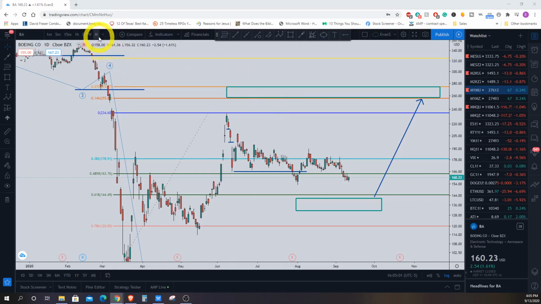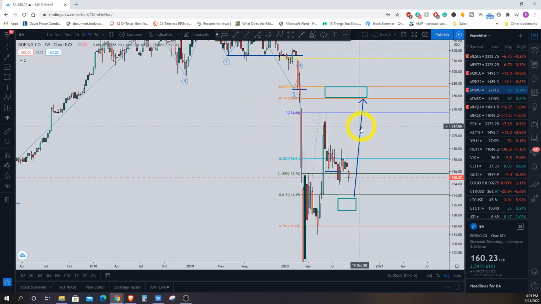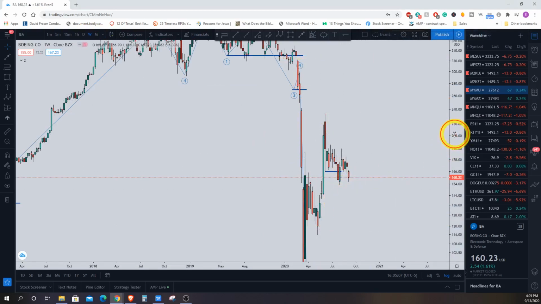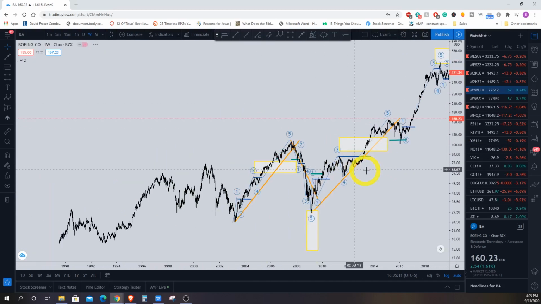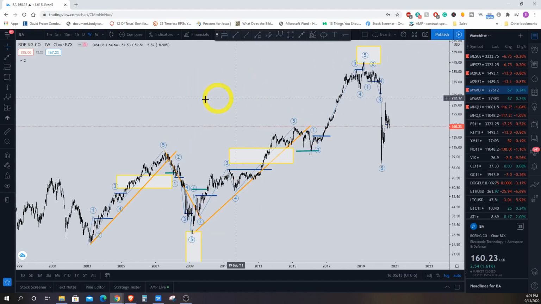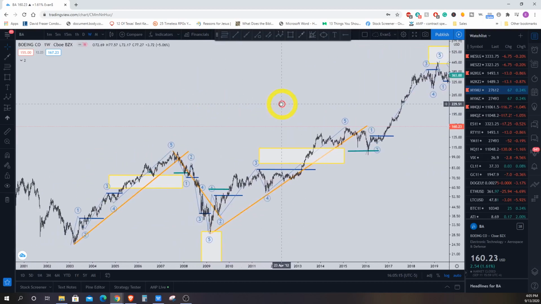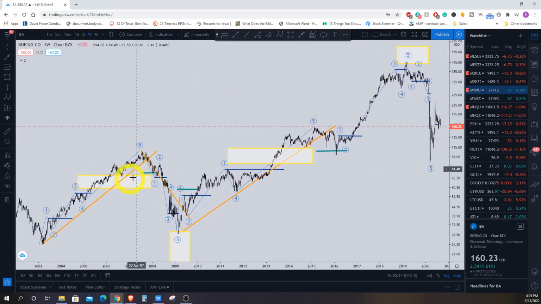And then real quick, let me show you kind of an overview that I talked about in the blog post of Boeing, and how we got to where we were. So going back about the past 20 years or so, you can see Boeing has been a very, very technical stock as far as these 5-wave moves right here.